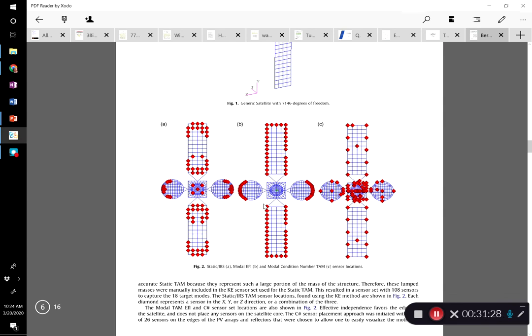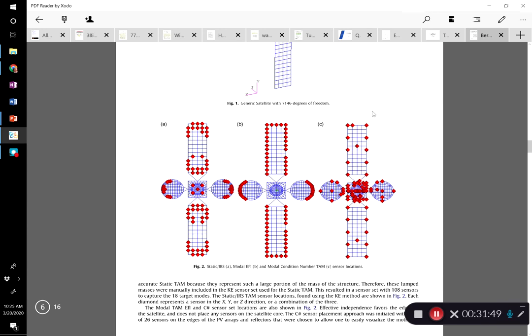Some of the later papers that I've seen actually use mass-weighted effective independence. So they take Kammer's effective independence and they use the mass matrix to weight the mode shapes. And then they calculate the effective independence, and some people find that works a little better.